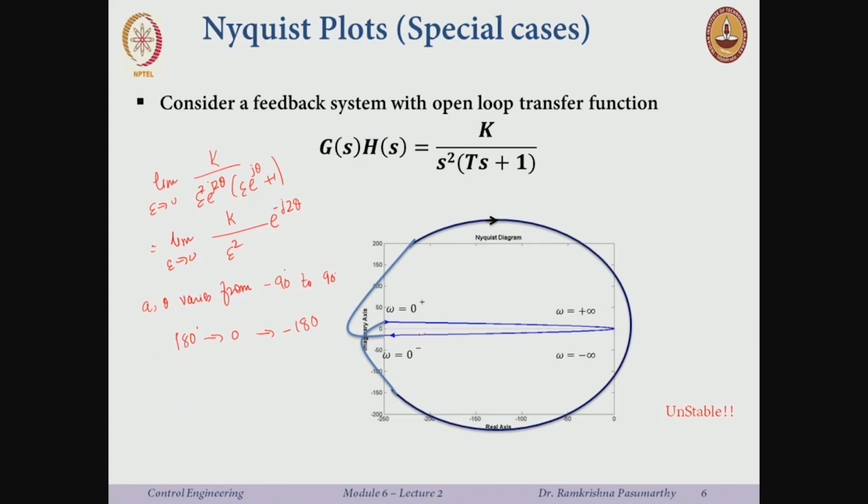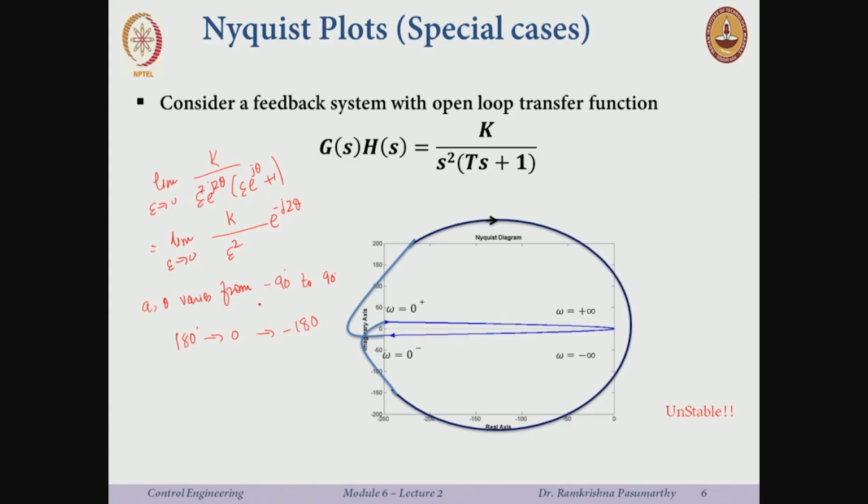So, what MATLAB will give you is these two, this kind of blue line here. So, I just go here, this I terminate here at omega equal to minus infinity, and this I terminate here at omega equal to plus infinity. I start from here at omega equal to minus infinity, end up here at omega equal to 0 plus.